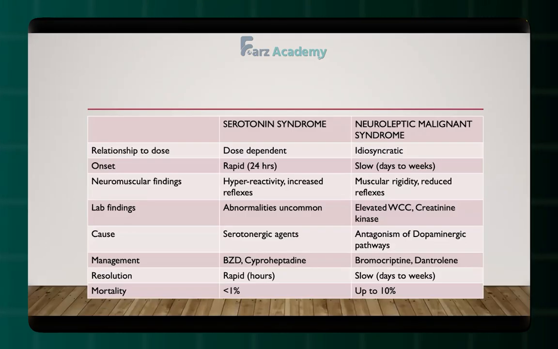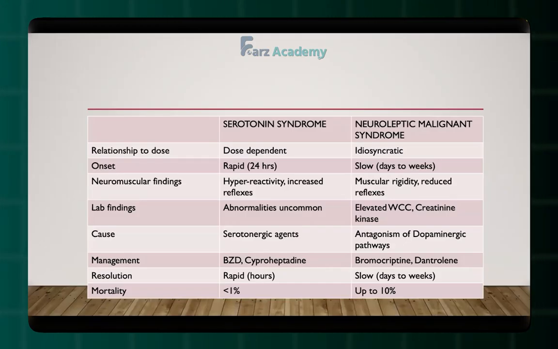Neuromuscular findings wise, it's hyperreactivity and increased reflexes in serotonin syndrome, and muscular rigidity and reduced reflexes in neuroleptic malignant syndrome. Lab findings wise, in serotonin syndrome abnormalities are not commonly seen, whereas in neuroleptic malignant syndrome, elevated white cell count and creatine kinase are important findings. Causative agents, well, serotonergic agents are responsible for causing serotonin syndrome, whereas antagonism of dopaminergic pathways causes neuroleptic malignant syndrome.